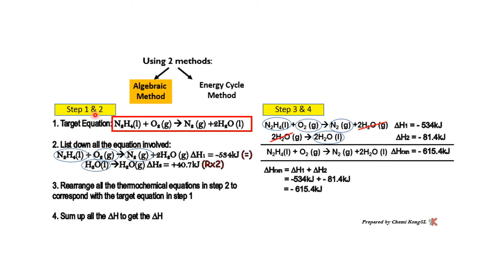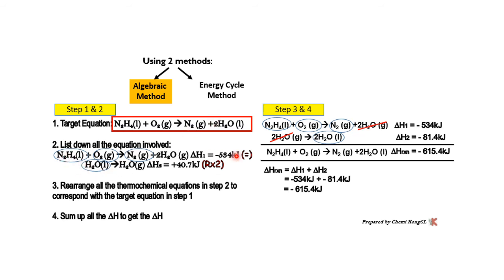Okay, this same question, but we solve it by algebraic method. So this is the target equation. So list down all the equations involved. As I said before, I will circle the reactant or product that is needed. So I want N2H4, oxygen as the reactants, and then nitrogen as the product, and water liquid as the product. So meaning that this equation I need to reverse and times 2 as well, because initially only 1 mole.